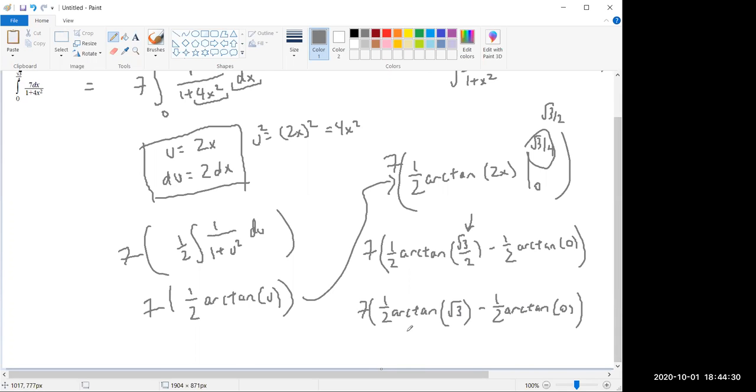So let's finish this. What is arctan of square root of 3? Pi over 3. Okay. Minus 1/2, and then arctan of 0 is, what angle is the tangent 0? Or what angle is the slope 0? I think that's at 0, right? Okay, so there would be your answer.